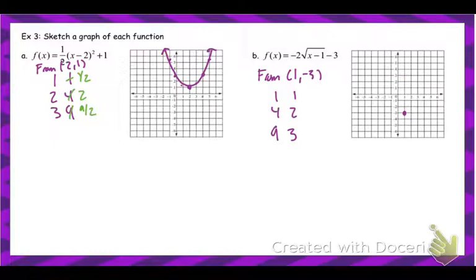So then the changes that we need to make: this graph has been reflected over the x-axis and vertically stretched. So all of those second values are getting multiplied. So from that starting point, right 1 down 2, right 4 down 4, and then right 9 down 6 is going to be off my graph.